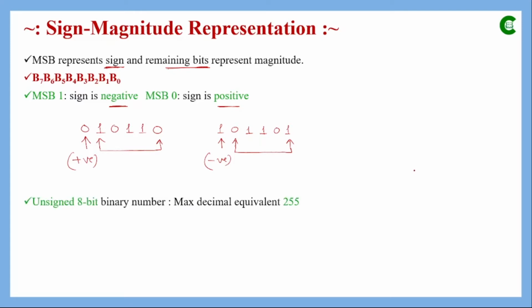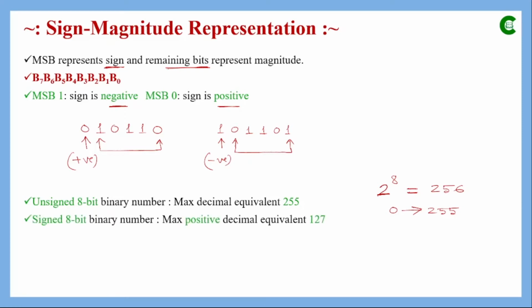Now suppose the binary number is not a signed binary number, but an unsigned binary number, and the number still has 8 bits. What is the maximum value in the decimal number system that it can represent? We know the rule: the radix or base value in the binary number system is 2, and if the number has 8 bits, 2 raised to the power 8 means 256. It starts from 0, so the maximum value will be 255.